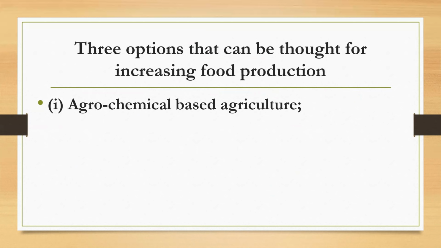The excessive usage of chemicals causes air pollution, water pollution, and soil pollution. So such negative aspects are associated with agrochemical based agriculture.